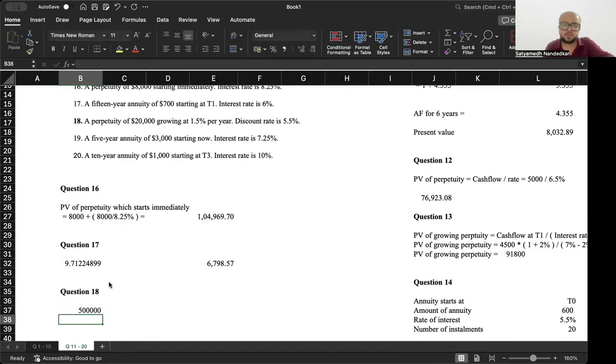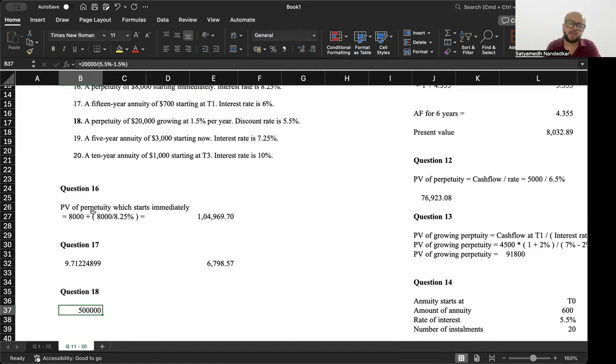A perpetuity of 20,000 growing at 1.5% each year. It's an amount of 20,000 which grows at 1.5%. So your first cash flow, your first cash flow will be 20,000. So just be a little careful when you are solving this question.